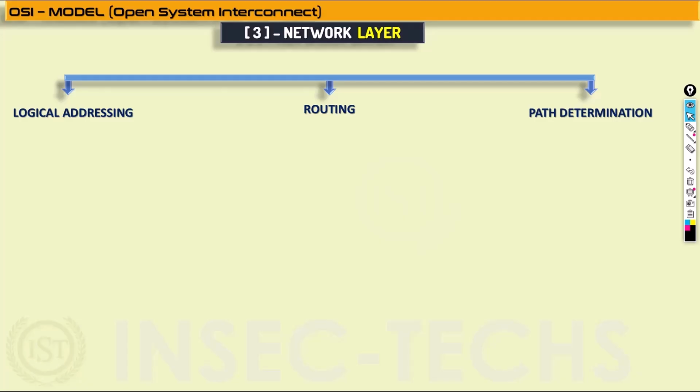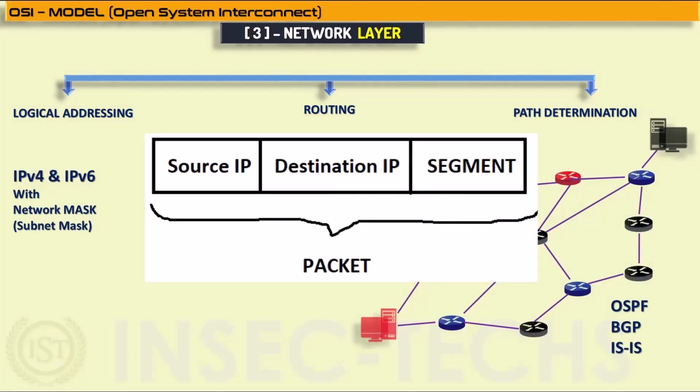So in the network layer, IP addresses, that is the sender's IP address and the destination IP address, are added to segments to form a data packet. This function is called logical addressing. IP addresses are added to segments along with the subnet mask so that routers can identify the network portion of an IP address in order to find the destination network.